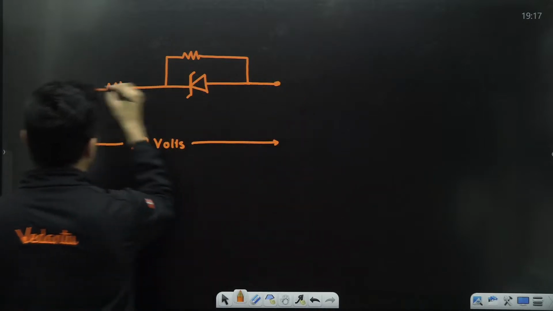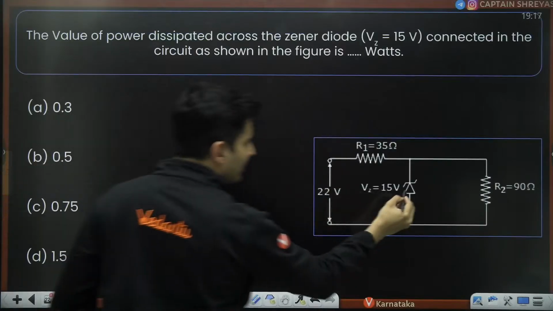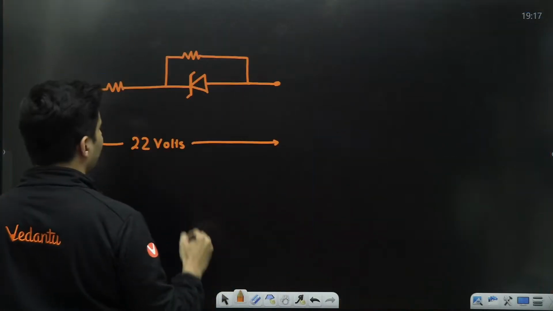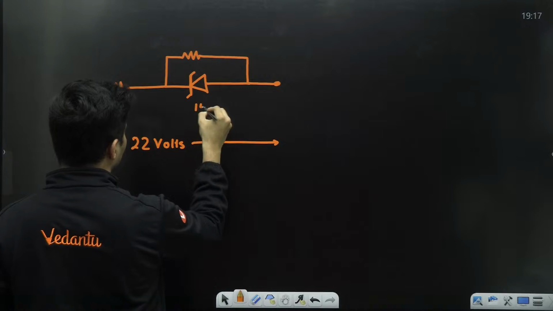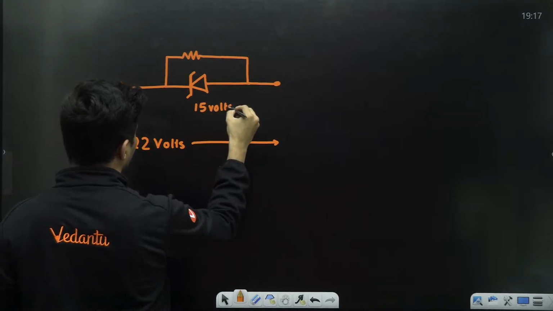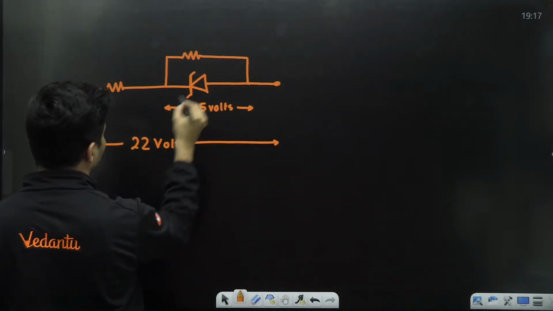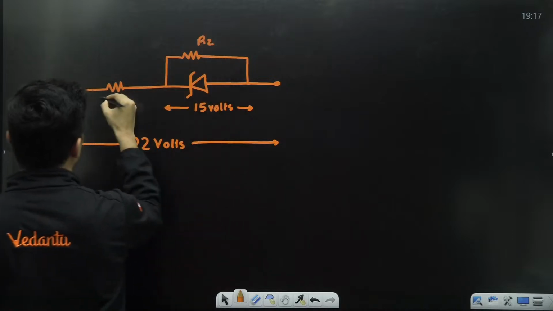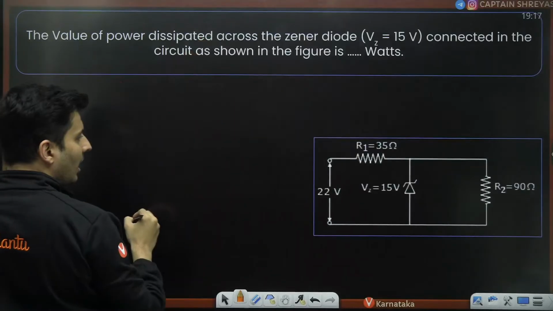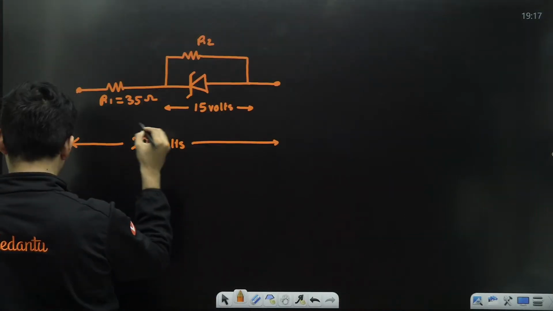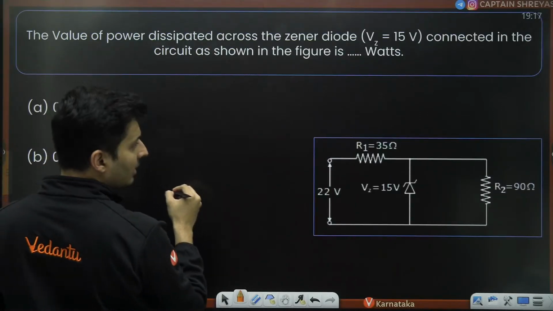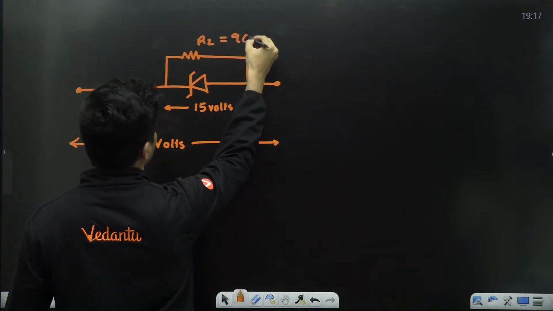across this. If you notice, this diode and this R2 are in parallel, and the Zener diode voltage is given to be 15 volts. So across the Zener diode, it is basically 15 volts. This is R2, this is basically R1. R1 is 35 ohms, and R2 is basically 90 ohms.